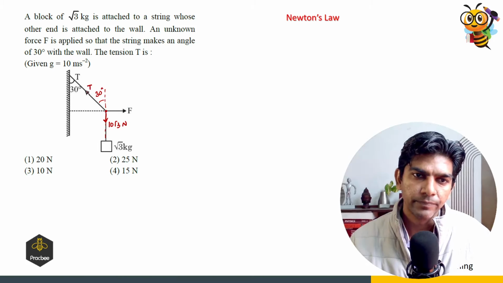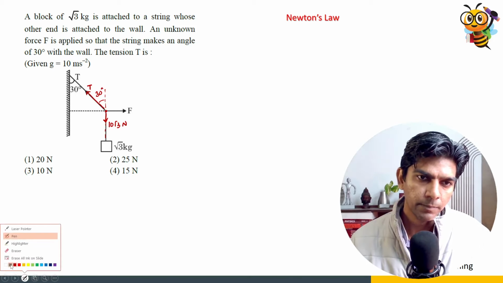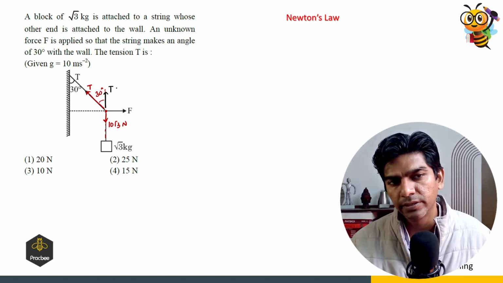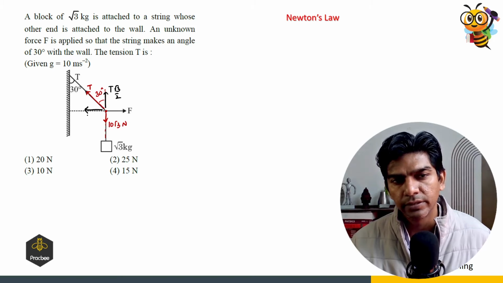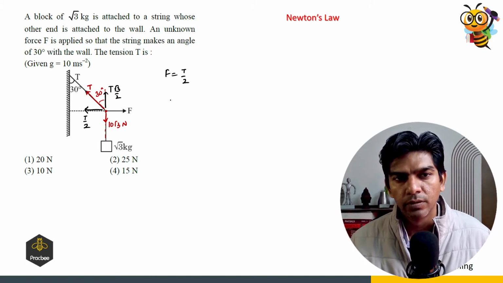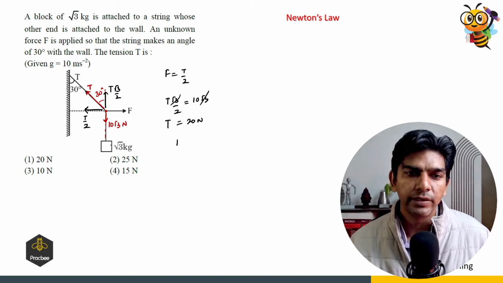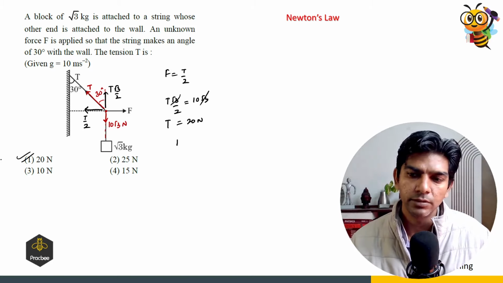So tension is T. Now let us resolve tension in vertical and horizontal direction. So this component will be T cos 30 degrees, which is T root 3 by 2. And this component will be T sin 30, which is T by 2. Now F will be equal to T by 2, and T root 3 by 2 will be equal to 10 root 3. So root 3 will get cancelled, T will be 20 Newton. And we have to find tension only, right? So option 1 is the right answer.